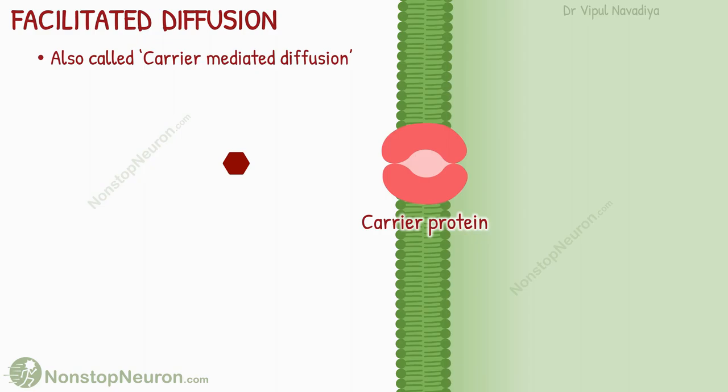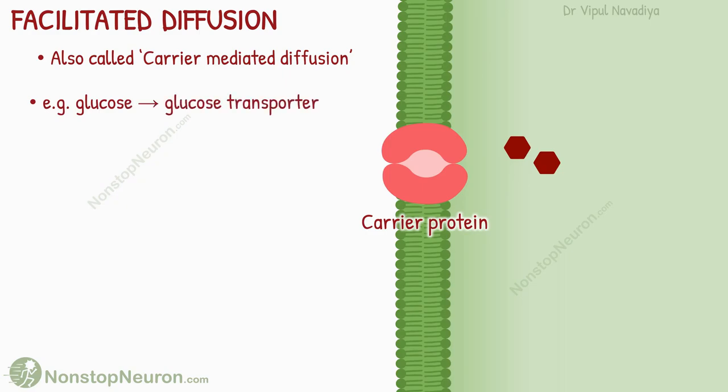What happens is, first the pore in the carrier protein opens on one side of the membrane and binds with the relevant molecule. Then a conformational change in the carrier protein closes the pore from that side and opens it on the other side. Then it releases the bound molecule on that side. This process is repeated for the transport of more molecules. For example, diffusion of glucose through glucose transporters happens this way.